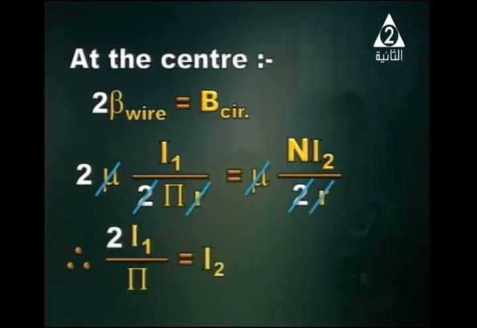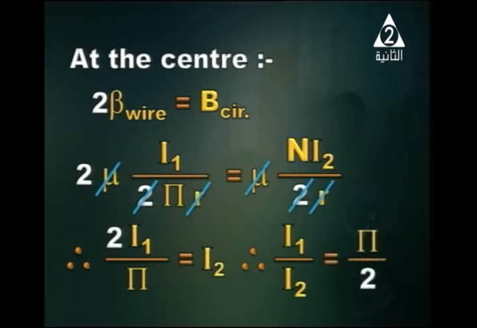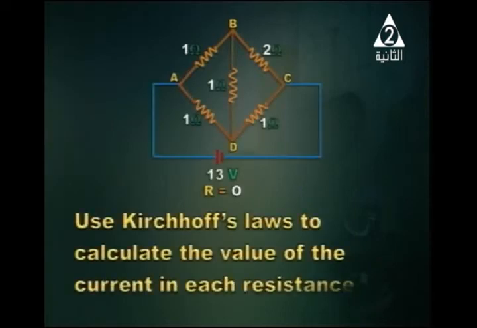So we can say 2I1 over pi is equal to I2. And this means the ratio between I1 and I2 is pi over 2. So we managed to find the ratio between I1 and I2. We managed to compare the current I1 to I2.